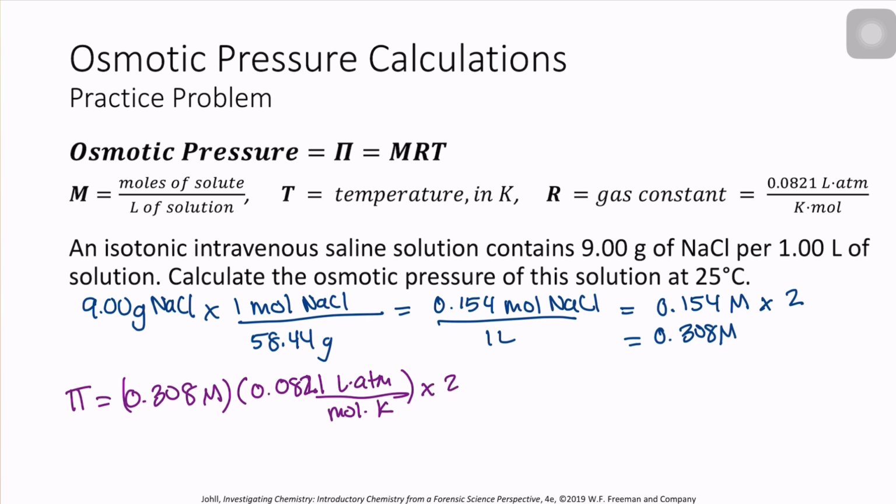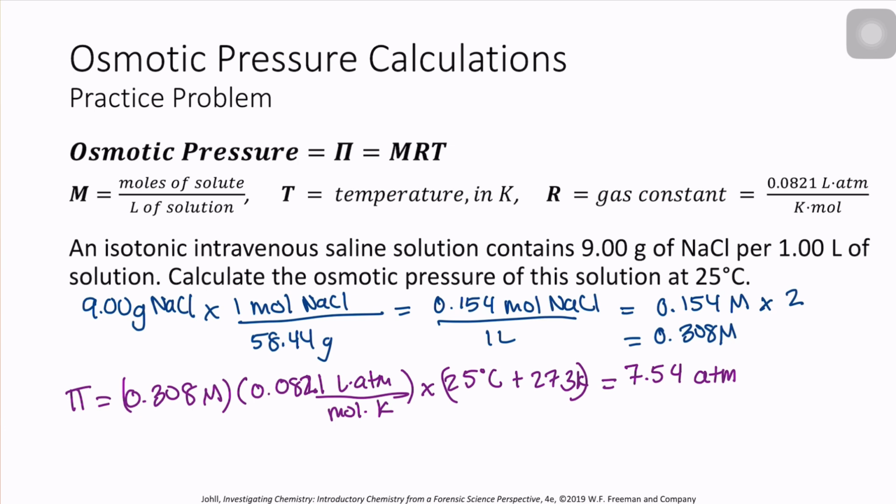So our temperature is 25 degrees Celsius. However, if you recall, it needs to be in Kelvin. So in order to change this into Kelvin, I can simply add 273. So when we plug this into our calculator, I get a pressure of 7.54 atmospheres.